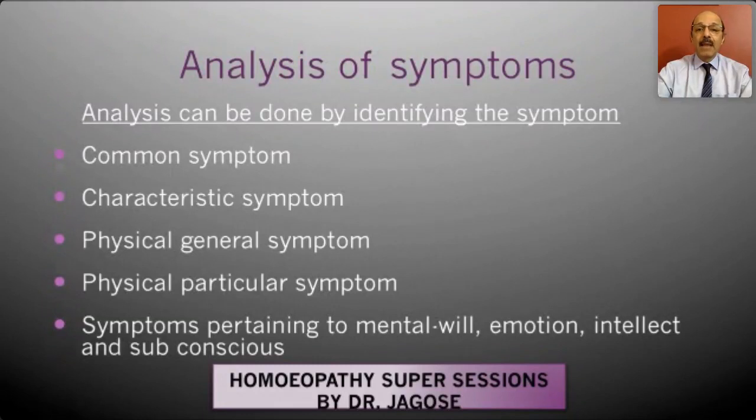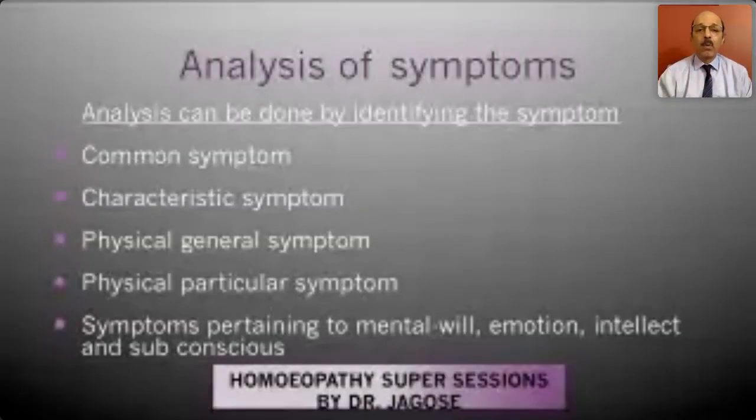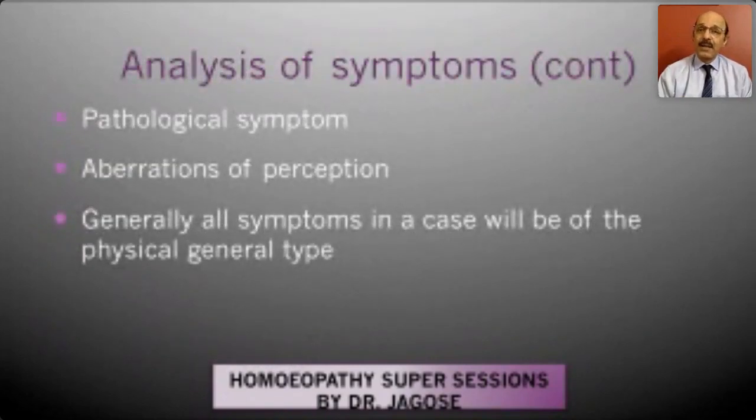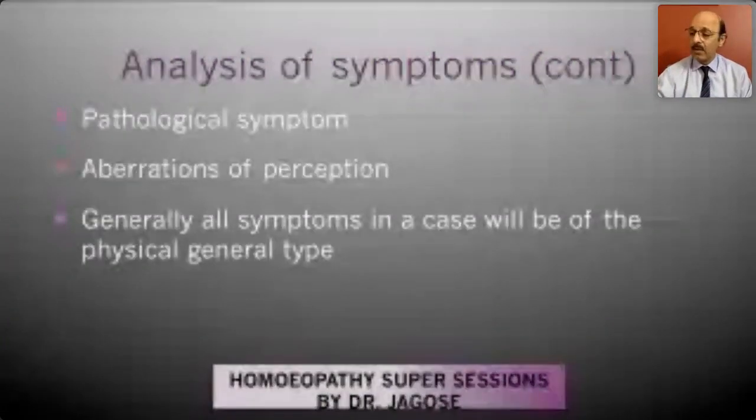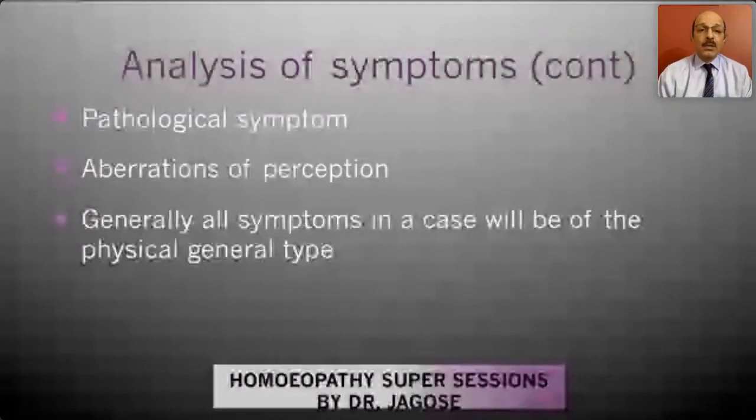Now, analysis can be done by identifying the symptoms. So in analysis, basically what are you doing? You're grouping the symptoms into various groups. Like you have to identify in a case, what are the common symptoms? What are the characteristic symptoms? What are the physical general symptoms, physical particular symptoms, and symptoms pertaining to the mentals or the will, emotion, intellect, and subconscious. You also have to identify the pathological symptoms, any aberrations of perception, that is illusion, delusion, and hallucination. And generally, all symptoms in the case will be of a physical general type.